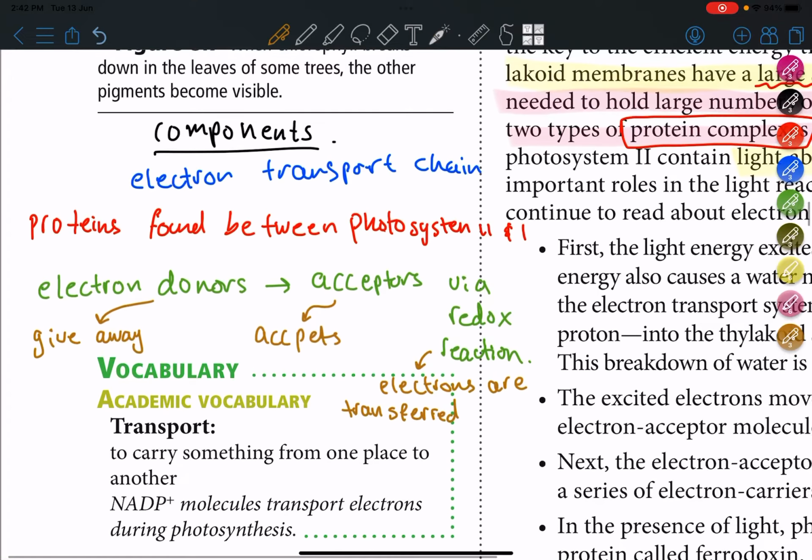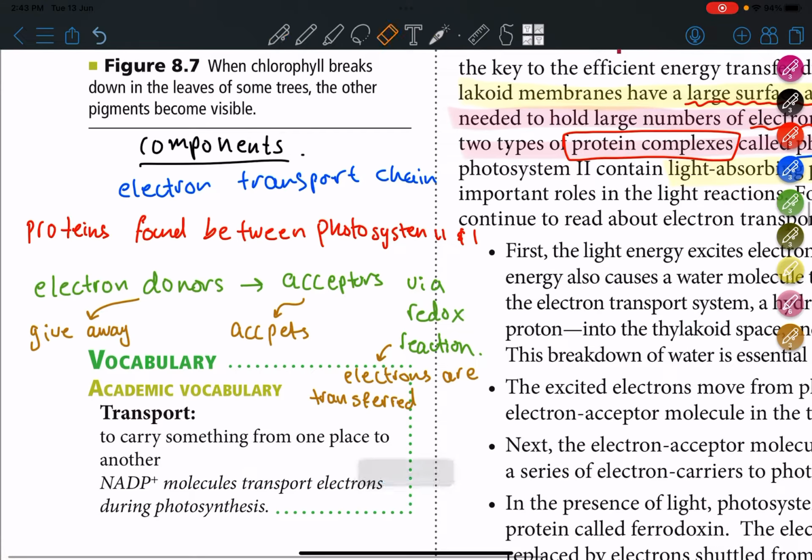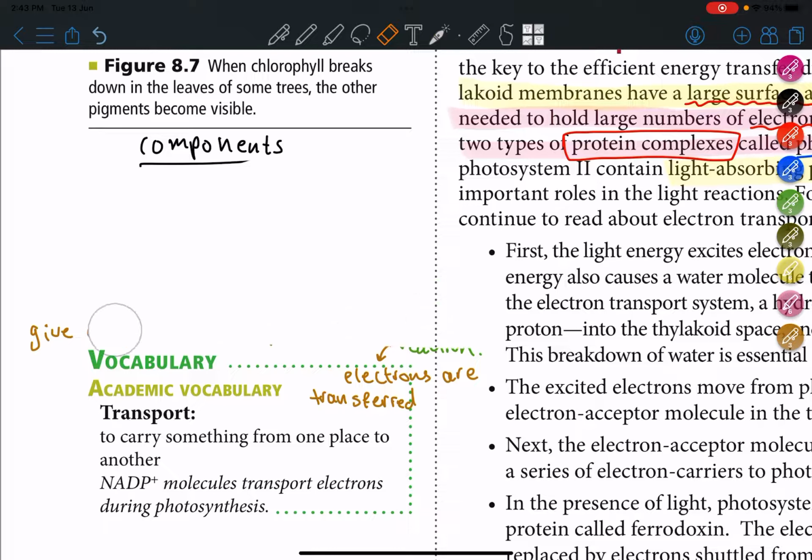Okay? Now, this electron transport is coupled with the transfer of protons, which is the hydrogen plus, from the stroma across the thylakoid membrane into the thylakoid space, and we'll look into what that means in a more detailed explanation as soon as we get to the steps of this process. Okay, so we have two more components that we need to go over, and then we can start talking about the steps of this process.